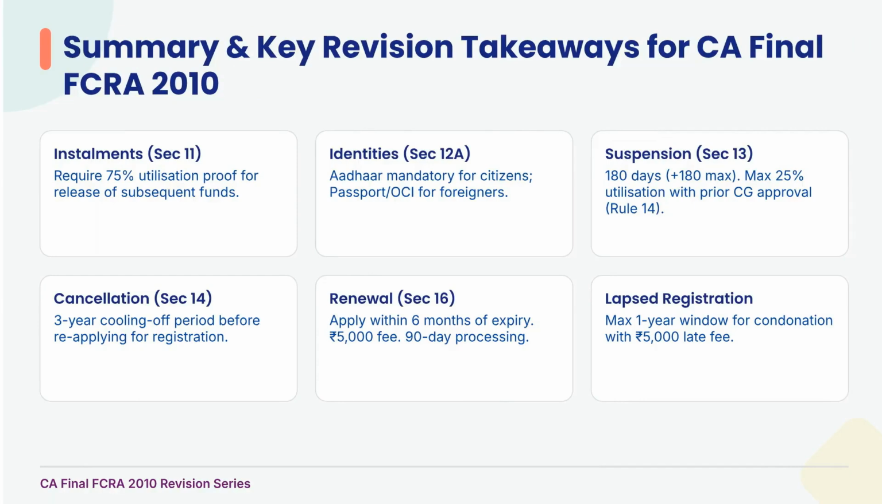Under Section 11, subsequent installments of foreign contribution require proof of 75% utilization of the previous installment. Section 12A mandates Aadhaar for Indian office bearers and passport or OCI documentation for foreigners. Suspension under Section 13 may extend up to 180 days, plus a further 180 days, while Rule 14 permits utilization of only 25% with prior approval. Cancellation results in a 3-year cooling-off period. Renewal requires Form FC3C, a fee of 5,000 rupees and timely filing within 6 months before expiry. These are among the most examinable provisions under FCRA 2010.